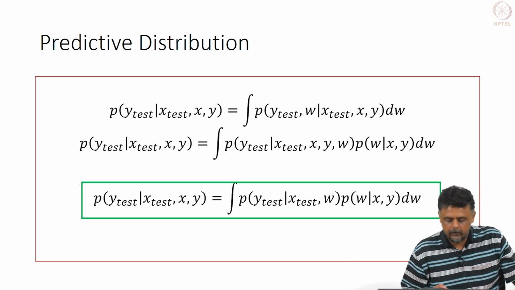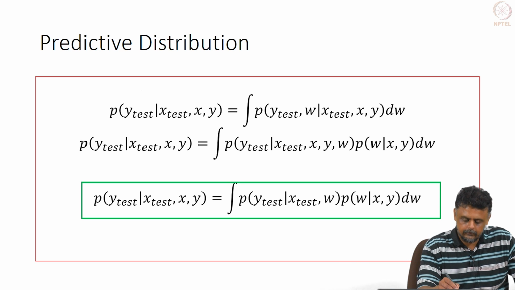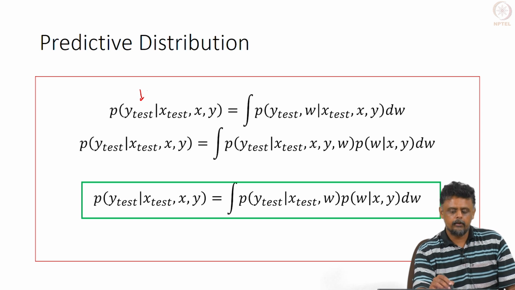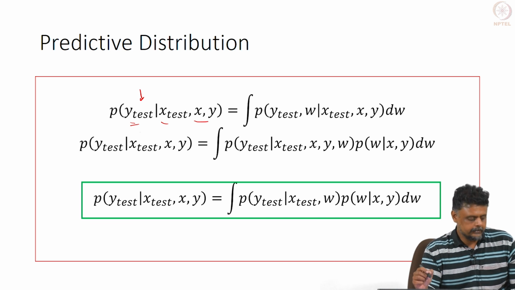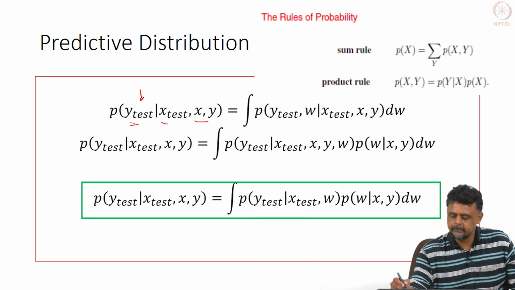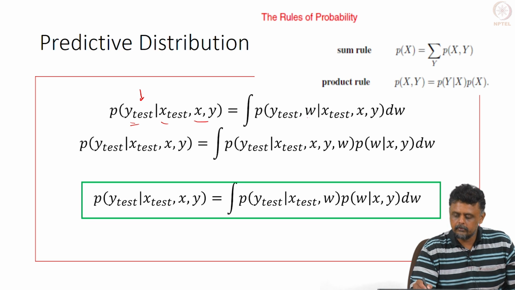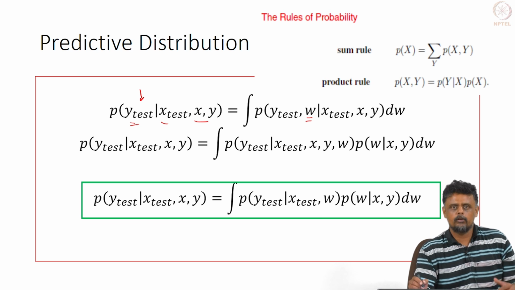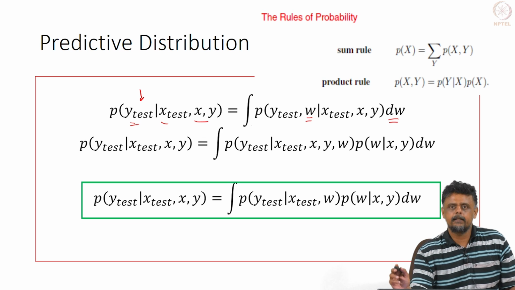If you pay attention to this, what we actually want is this distribution: for a new x test, the probability of y test, the output for the new data point, given the new data point and the training data. We can write that using the sum and product rules of probability. This is the sum rule: P of x is the summation over y of P of x comma y. We introduce this random variable W, which is the estimate based on our model, and then we marginalize over it. The summation is just replaced by the integral.